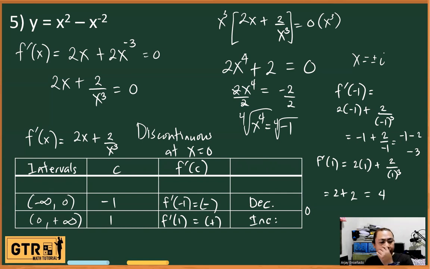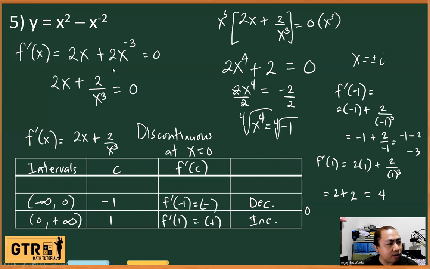Kapag may denominator pala tayo, may variable sa denominator, discontinuous yan. At yung discontinuity natin, pwede rin natin maging critical number, hindi lang yung 0. Kasi yung 1 to 4 natin, wala tayong denominator. Okay, so for number 5, ang critical value natin ay nakuha natin kung saan undefined.